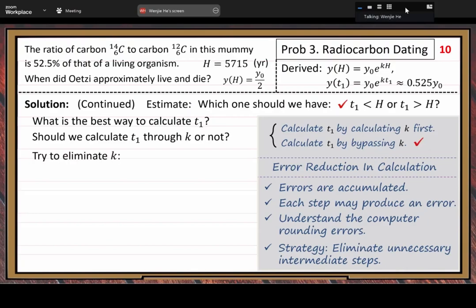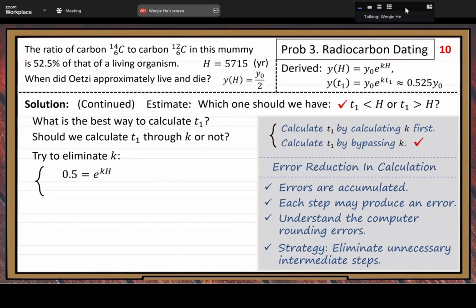Here, let me use the last few minutes to show you the idea: how to try to eliminate the k. We don't want to calculate k, so we can avoid part of the errors, right?